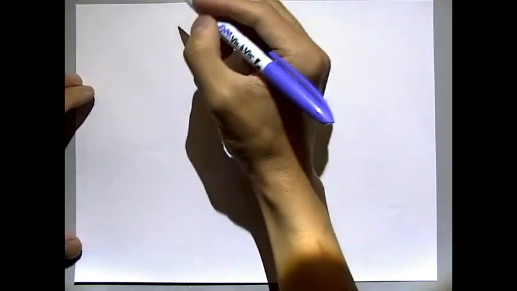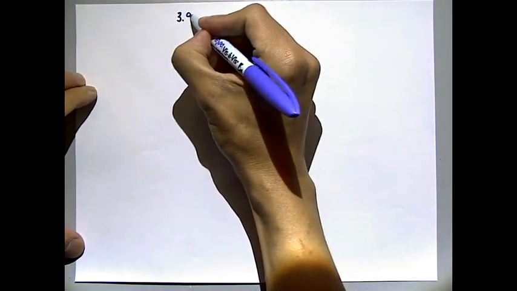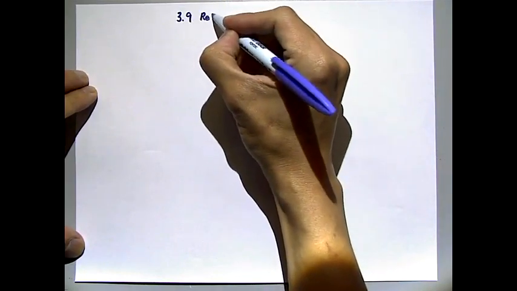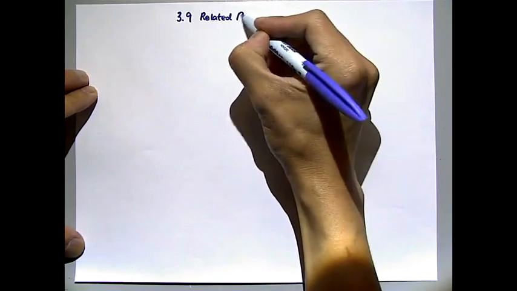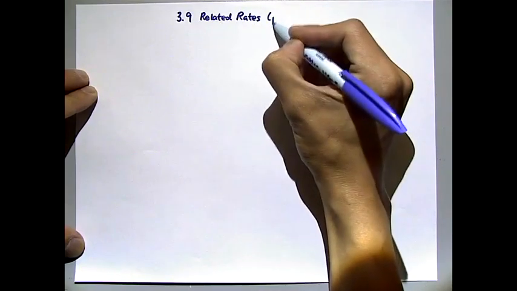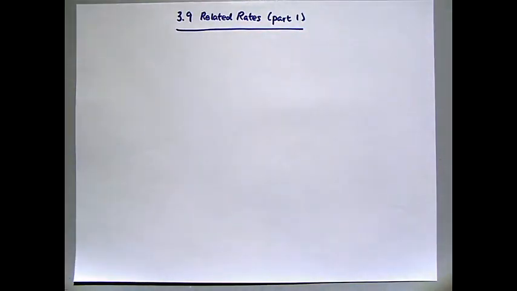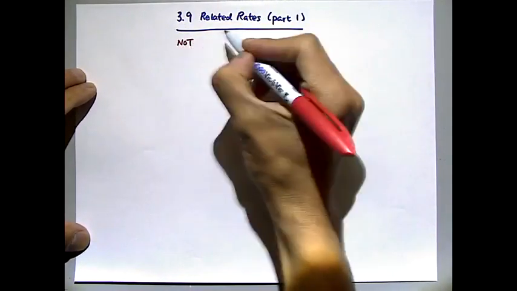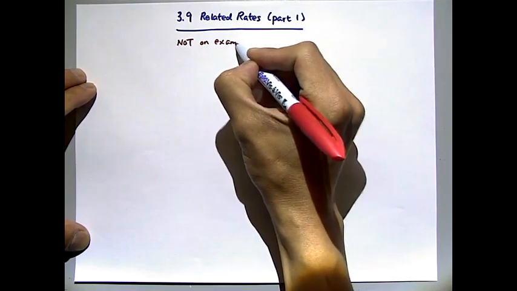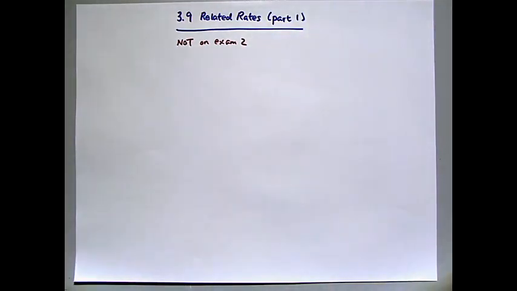All right, so today we're going to be looking at the first part of section 3.9. The topic is on related rates. This section is not on exam 2. Exam 2 will end on what we did last time. So what we're doing today and what we're doing next Monday will not be included on the exam.